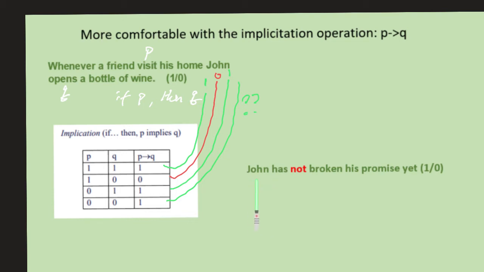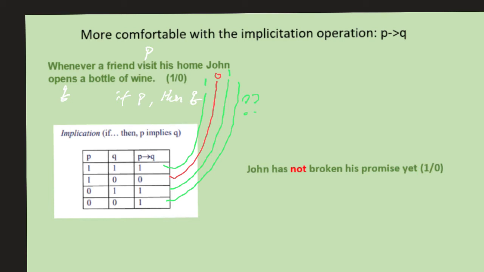Let's look at this second statement here: John has not broken his promise yet. Let's examine this function. The output should really be tied to the truthfulness of the second statement. Let's examine it one by one. If nobody visits, John opens a wine for his own enjoyment, and that has nothing to do with the above statement. But John has not broken his promise yet, so that true ties to this true.